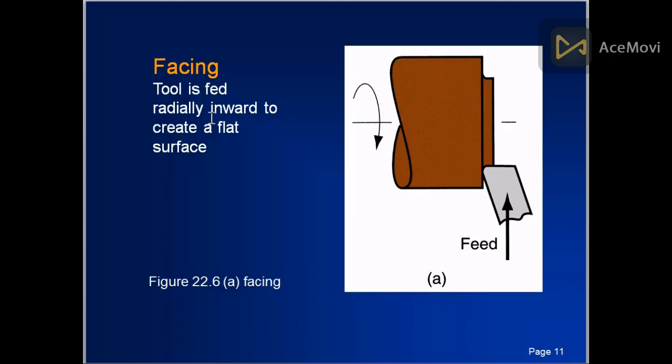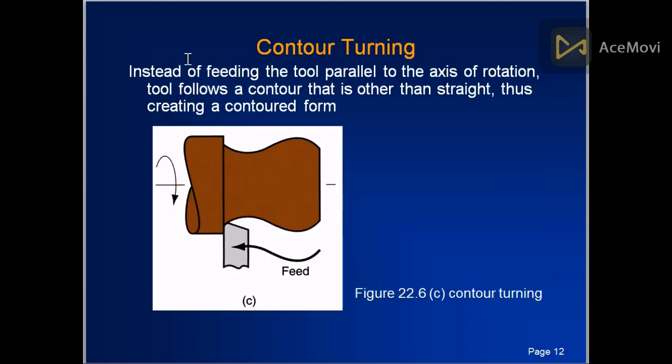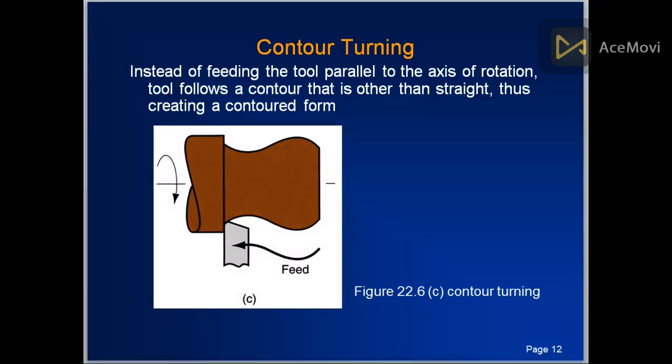Facing. Facing is an operation in which the tool is fed radially inward. This is the facing process, used to plane the end surface of the work part. This is known as facing. Contour turning: instead of feeding the tool parallel to the axis of rotation, the tool follows a contour. This is the shape of the tool to form a shape on the work part. This is known as contour turning.